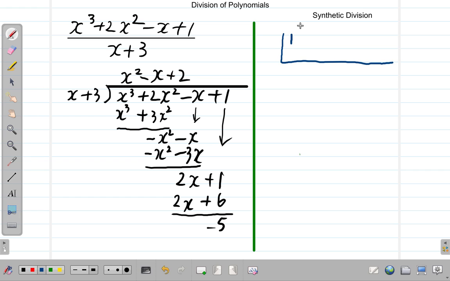1x cubed. So these represent the x cubed. Then we have x squared. These are coefficients of x cubed, x squared, x to the 1, x to the 0. But x to the 0 would be constants. So we have 1. Let's write the coefficients under them. 1, we have 2x squared, so that's 2 here. We have negative 1x, negative 1, and the constant is 1. All right.